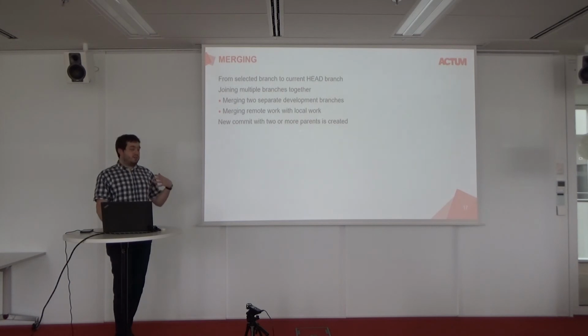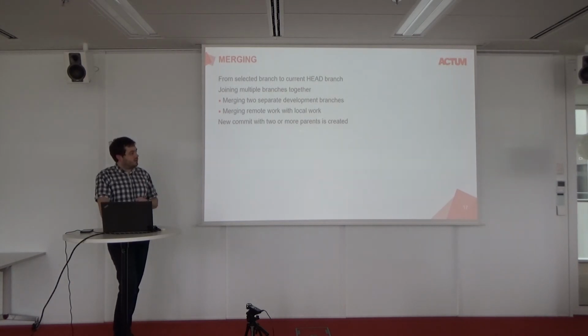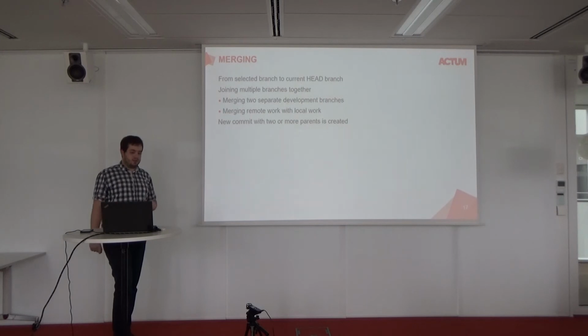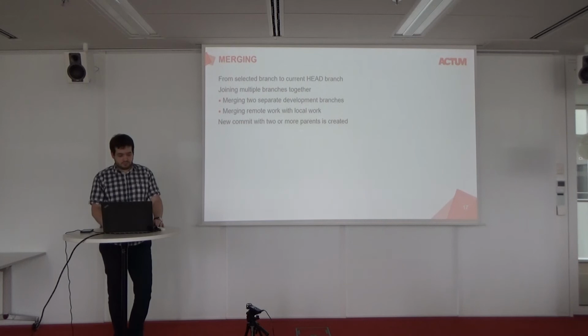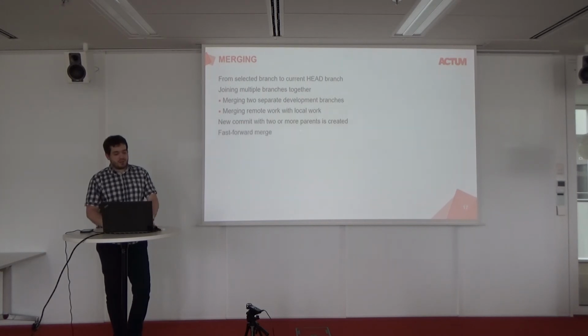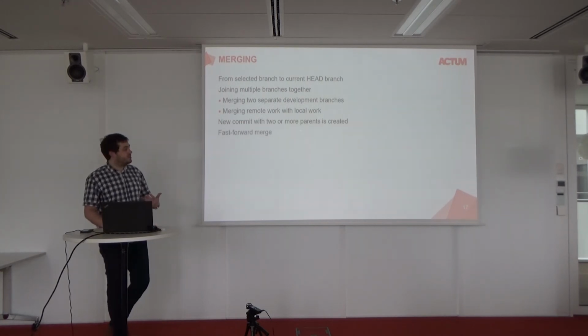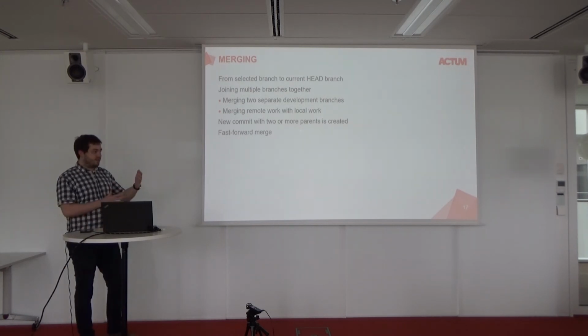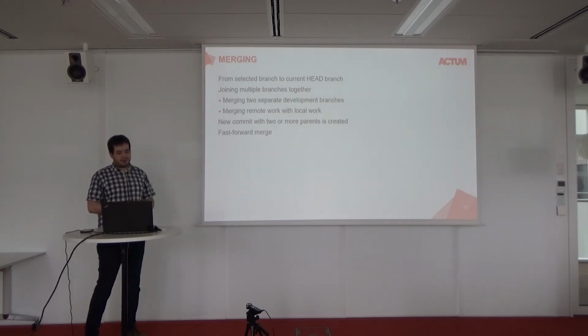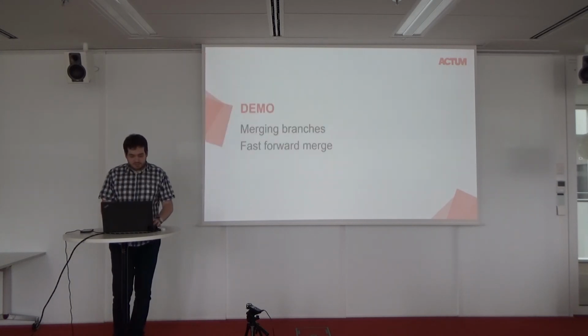Typically, if you are merging two branches, then a new commit is created, and it has two parents, so it basically merges the commit tree together. There is also a type of merge that is called fast forward merge. I will show how it works, but it's basically just moving the pointer. It's for cases when you don't have another commit in the separate tree.